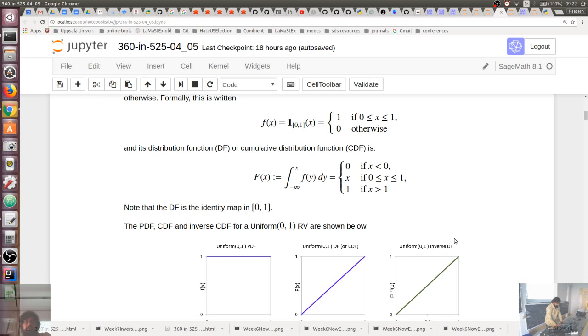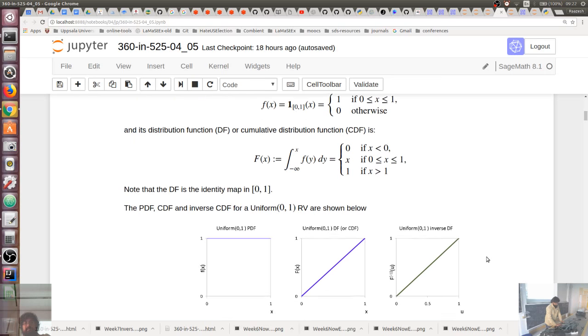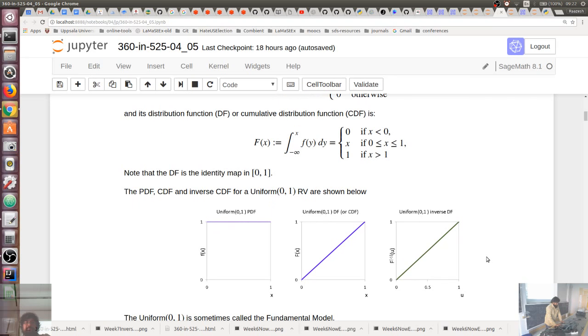Now here's the other important thing. You can ask, what is the inverse of the distribution function of this random variable? The distribution function goes from 0 to 1. So for any x, it gives me back x. And the inverse also does the same, right? So this is what makes this an elementary random variable.